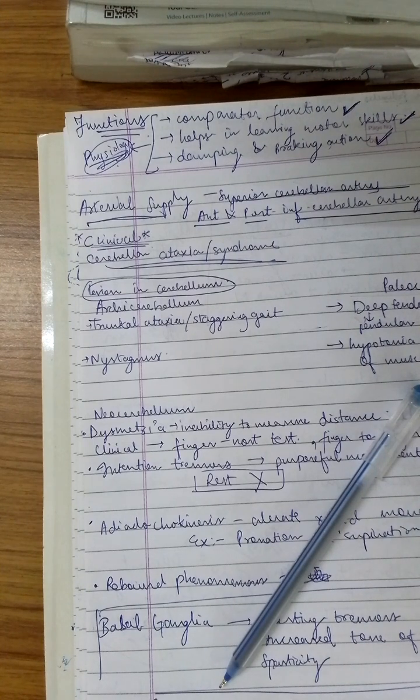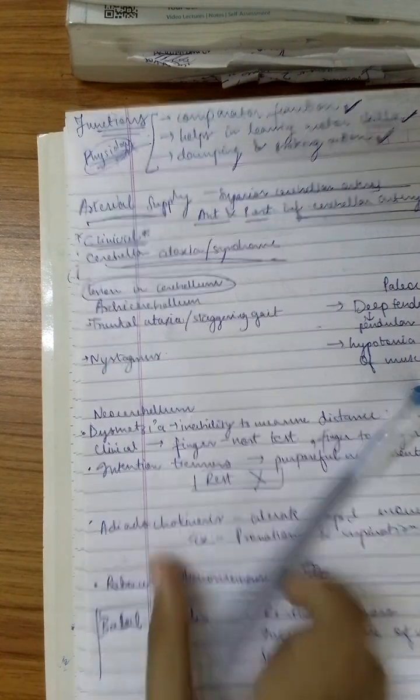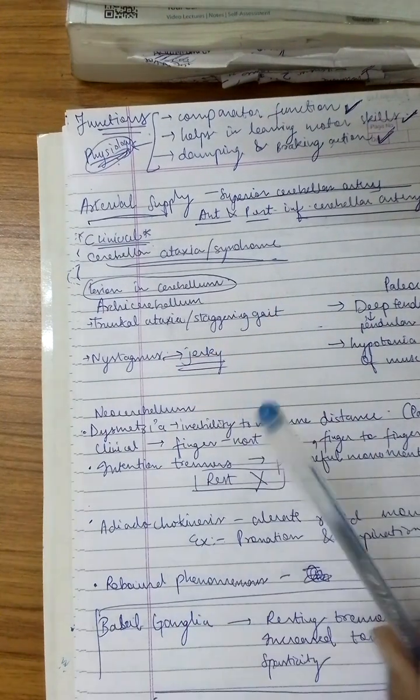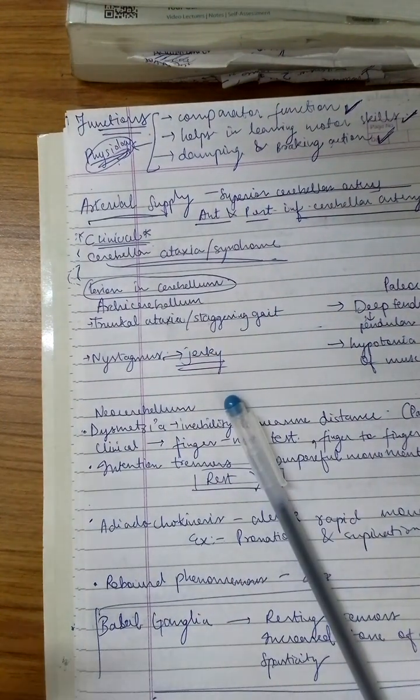Truncal ataxia, and staggering gait, which is a specific type of gait that we see. The person would be staggering while walking. And nystagmus, that is rapid eye movements that are really jerky. That is nystagmus that we can see.